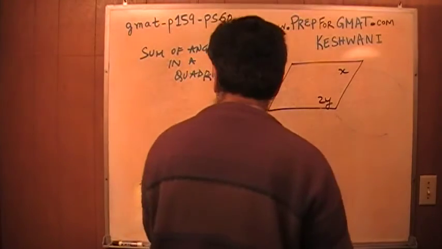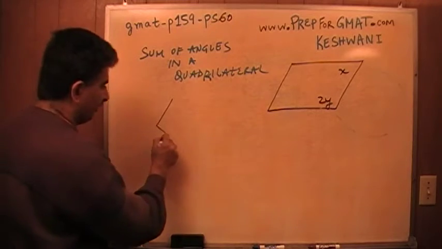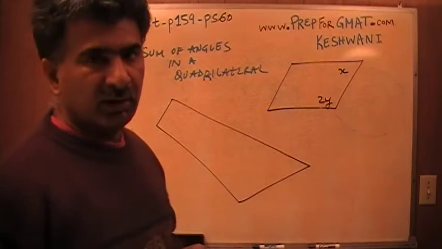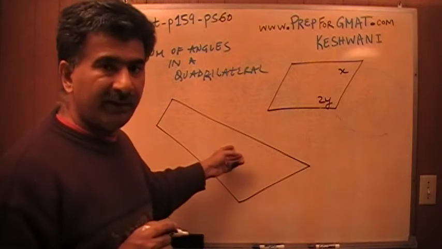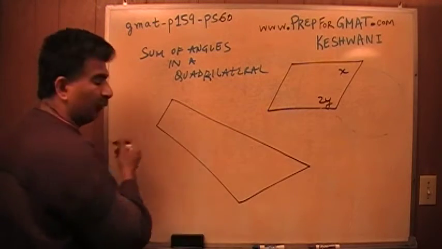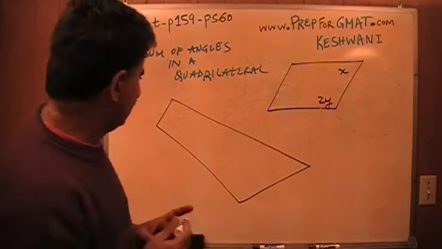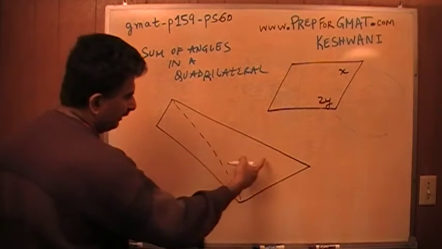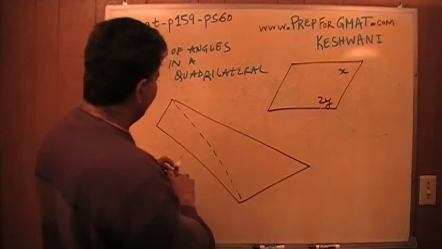A quadrilateral is just a fancy way of saying a four-sided picture. Let's draw a four-sided picture here. What can you tell me about the sum of the angles in this four-sided picture, the quadrilateral? Well, we know that the sum of the angles in a triangle is 180. What can you tell me about the sum of the angles of this picture? The answer is, it is 2 times 180. Why? Because a quadrilateral, a four-sided picture, is nothing but a union of two triangles. I can break it up like this. The sum of the angles in this triangle is 180. Sum of the angles in this triangle is 180. So it's 360.